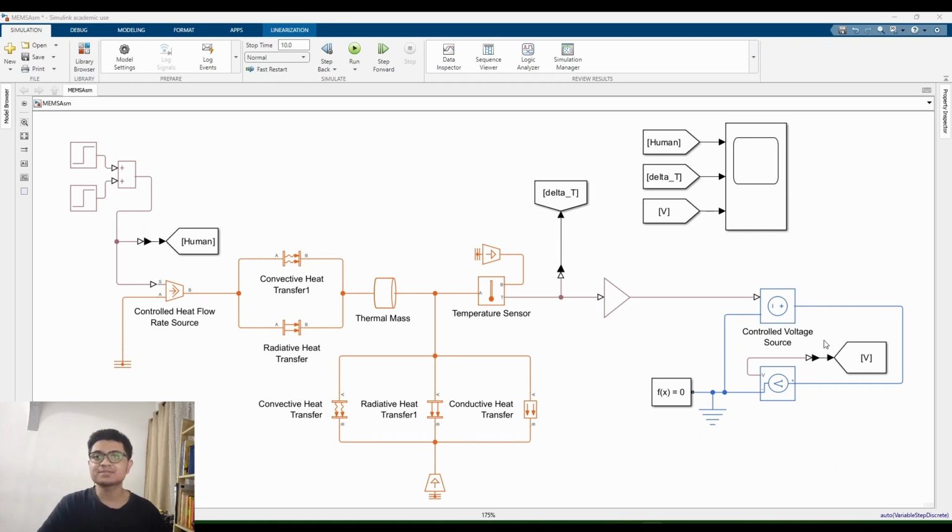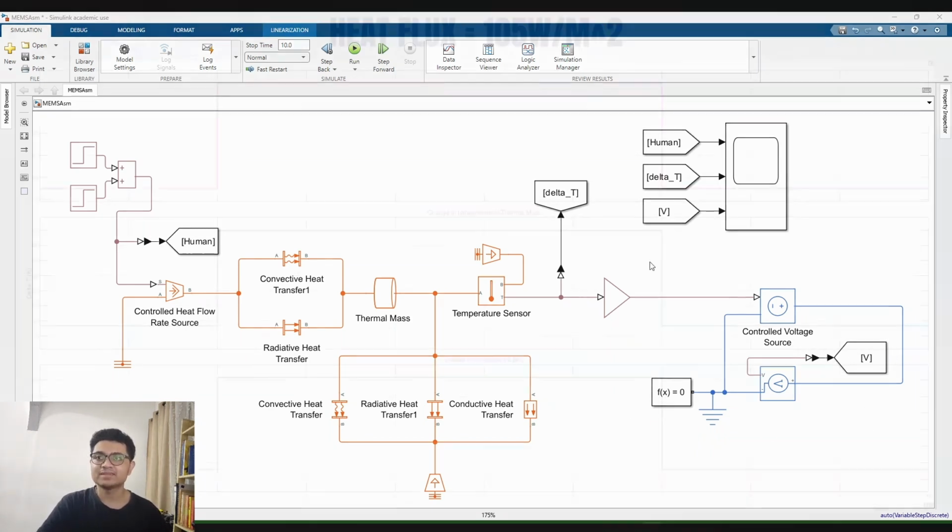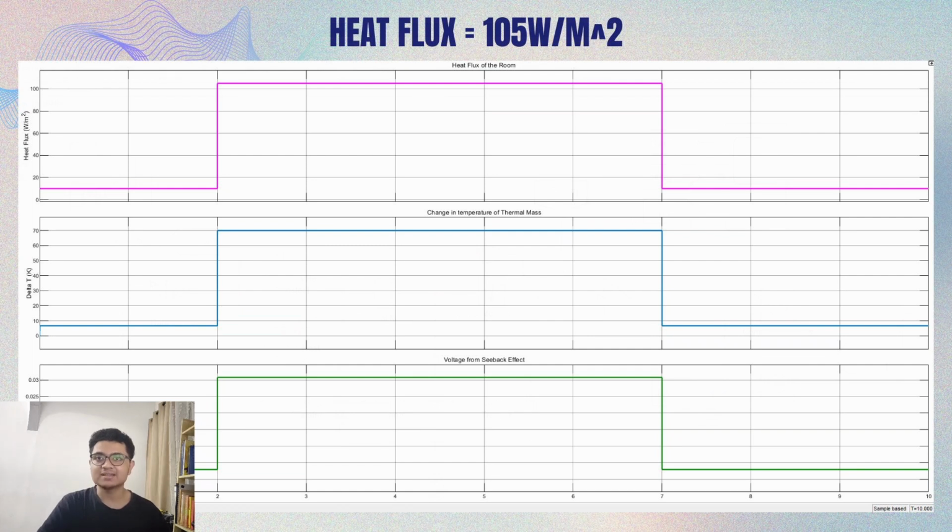In summary, the circuit produces three key outputs: the heat flux supplied to the thermal mass, the temperature change, and the voltage output, which are all sent to this scope here, which can be viewed to observe the simulation results. Now, let us see the results produced when a heat flux of 105 watts per meter squared is being emitted by a human. As you can see, the flux increases, the temperature change is detected, hence a voltage is produced.